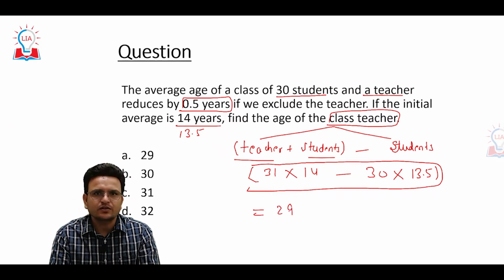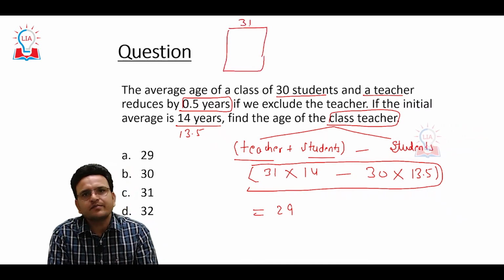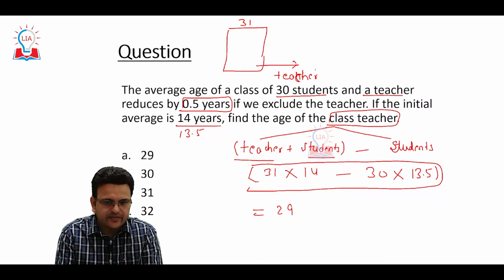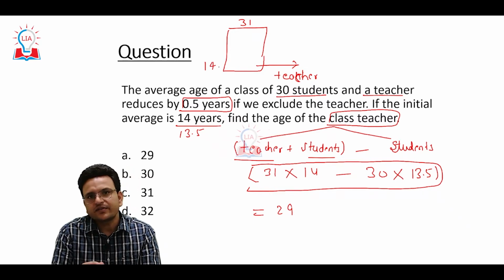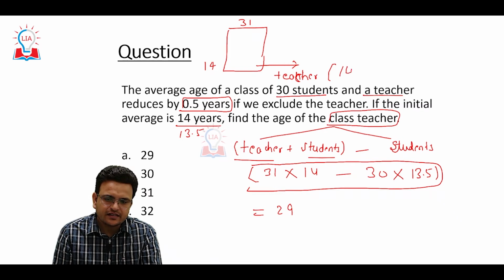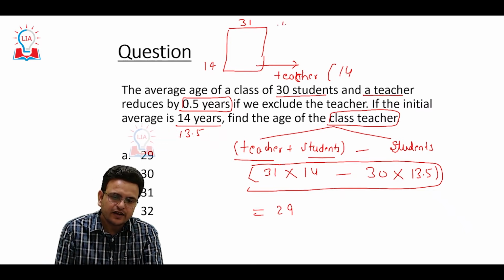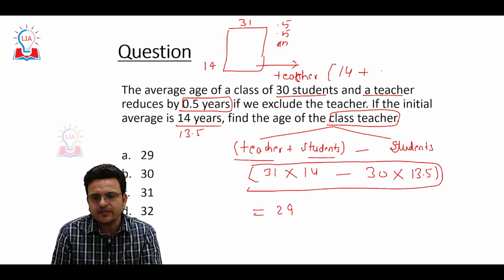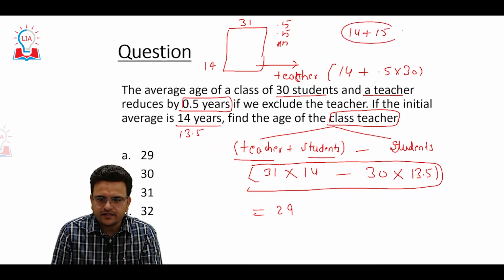Second way to solve this particular question, you can understand this is the group. In this particular group there are 31 members. One member, that is the teacher, is leaving. When he left, earlier the average was 14. So definitely he is taking away his own average, that is 14, and for the remaining students also the average has reduced by 0.5. So it means his age will be 0.5 into 30. So it will be 14 plus 15, which is 29.